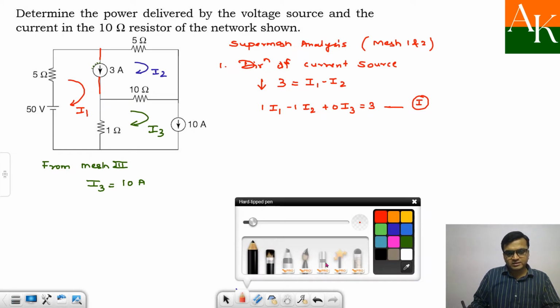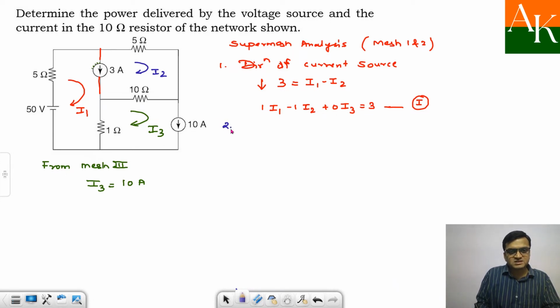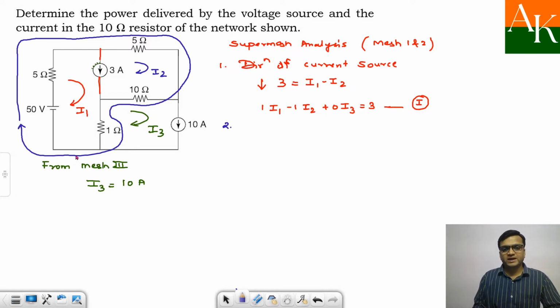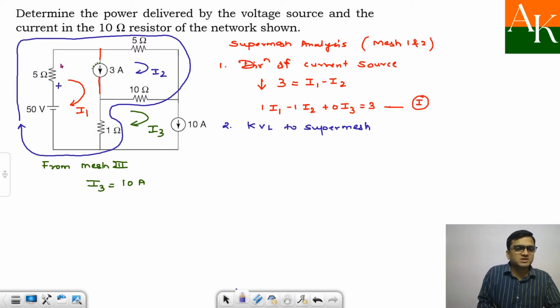Now the second part, in the supermesh analysis, I will get by applying KVL to the supermesh. The path will be this 50, then this 5, then this 5, then this 10, then 1, and then you have completed this path. So this is how you apply KVL in a supermesh. Here I will have positive, negative, positive, negative. I'm starting at this point, 50. KVL means every quantity should be voltage.